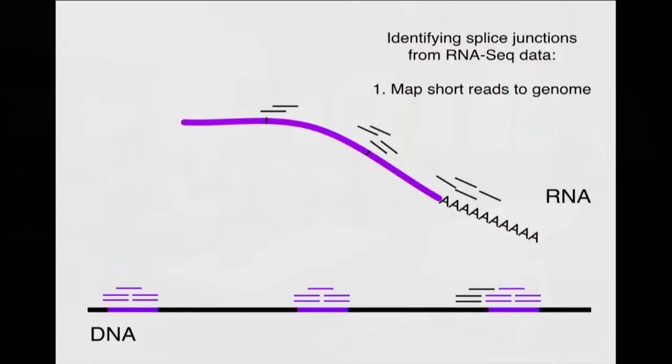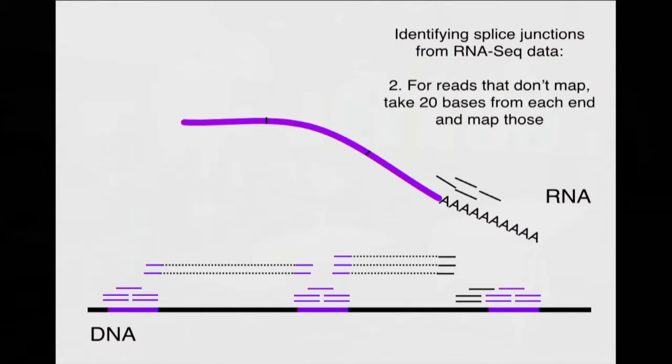We came up with a quick way of just identifying splice junctions from RNA-seq reads. We've mapped the short reads to the genome. The reads that span the splice site don't map to the genome, because the sequences are not in the genome. Then we can take the reads that don't map, take 20 bases from each end, and map those instead. We can split up these reads so that half of it maps there and half of it maps there, and then we can infer a splice junction.